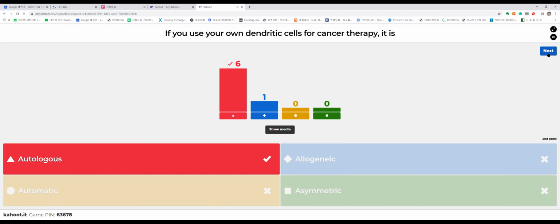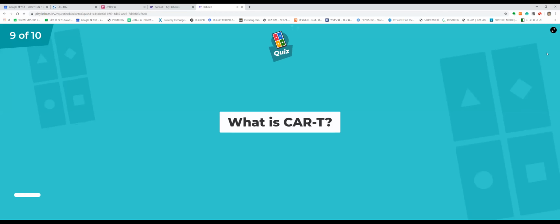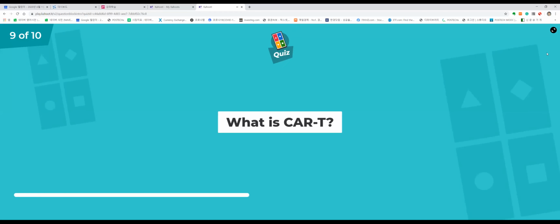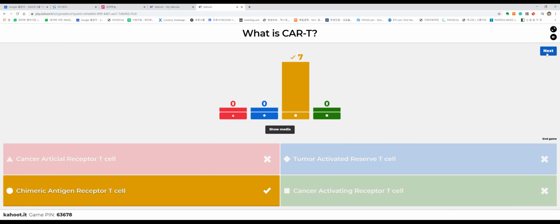Okay, very good. So if you use your own cell, that means the genetic background is the same. That's what we call autologous. If you use somebody else's, then we call allogeneic. And the others are just random adoptions. Okay, perfect. Chimeric antigen receptor T cells.